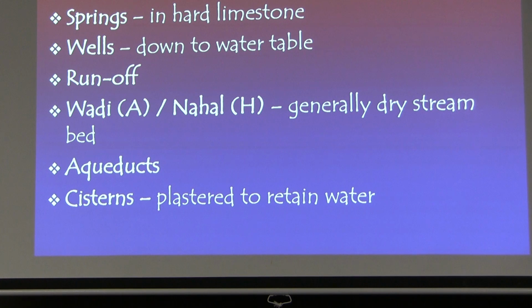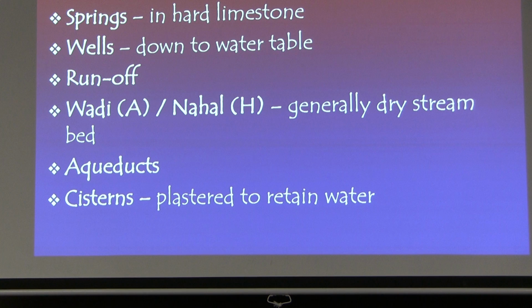So Wadi is going to be in an area where Arabic was the primary language of discourse about geography. Nahal, where Hebrew was. Aqueducts, we've seen an illustration of an aqueduct when we saw what Herod the Great did to bring water to that place called Caesarea. It's a channel for carrying water, all right, aqueducts.